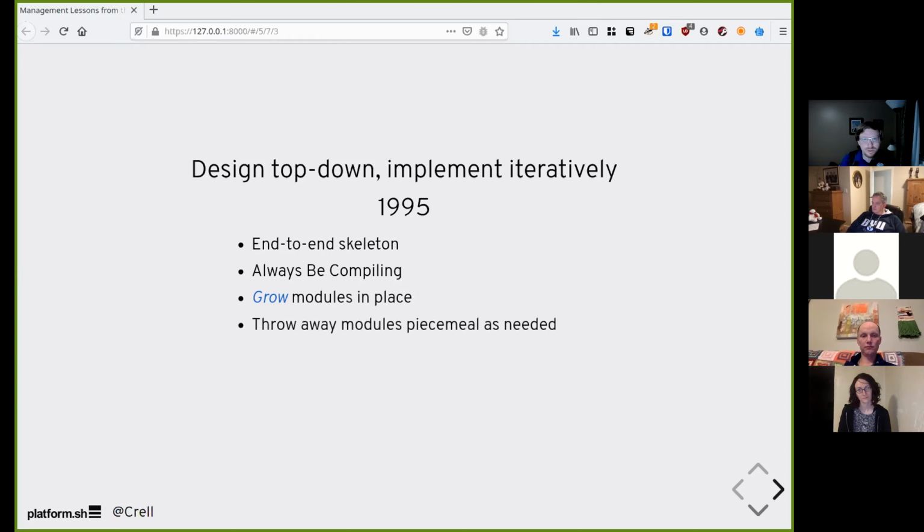And as you go, you learn more. You can throw away individual pieces and replace them with another. You can rewrite an individual component. You can shift the architecture over here and change these modules without changing those modules.